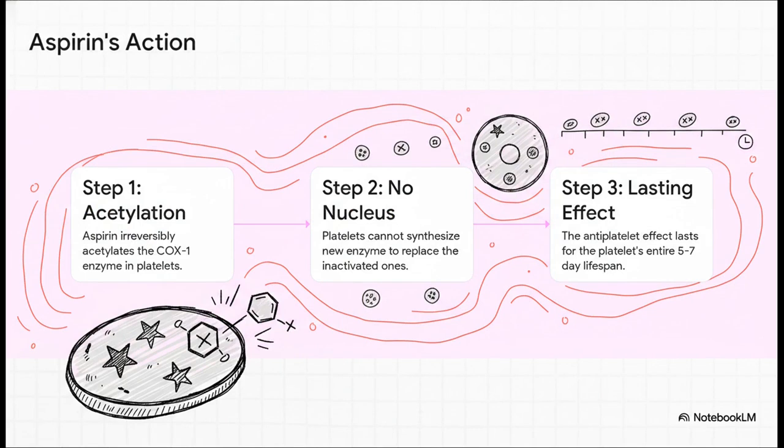Now, let's talk about good old aspirin. This drug is actually a bit of a pharmacological marvel. Here's the magic. When aspirin gets to a platelet, it irreversibly, and that's the key word, irreversibly acetylates an enzyme called COX-1. Now here's the kicker. Platelets don't have a nucleus, so they can't make any new enzyme. That platelet is basically knocked out for its entire lifespan, which is about 5 to 7 days. And this is why even a tiny, low dose of aspirin, just 75 to 150 milligrams, has such a powerful and long-lasting effect. It's brilliant, really.